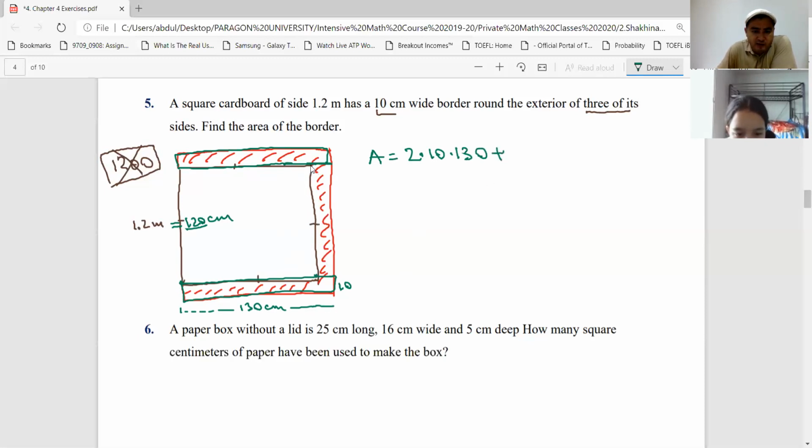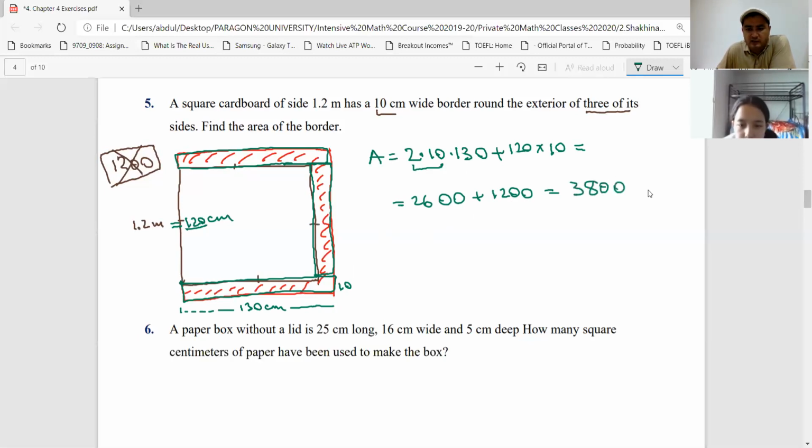Plus, now we have another one here, this part, right? And this, what is it? It is actually length 120, right? That is 120 times, how about the width is equal to 10. That's it. So equals 2 times 10, 20, 2 times 13, 26. We have 2 zeros, 2,600, plus 120 times 10, 1,200. And 2,600 plus 1,200, that's equal to 3,800 square centimeters. So the area of the border, that's the area of the shaded region, is equal to 3,800 square centimeters.